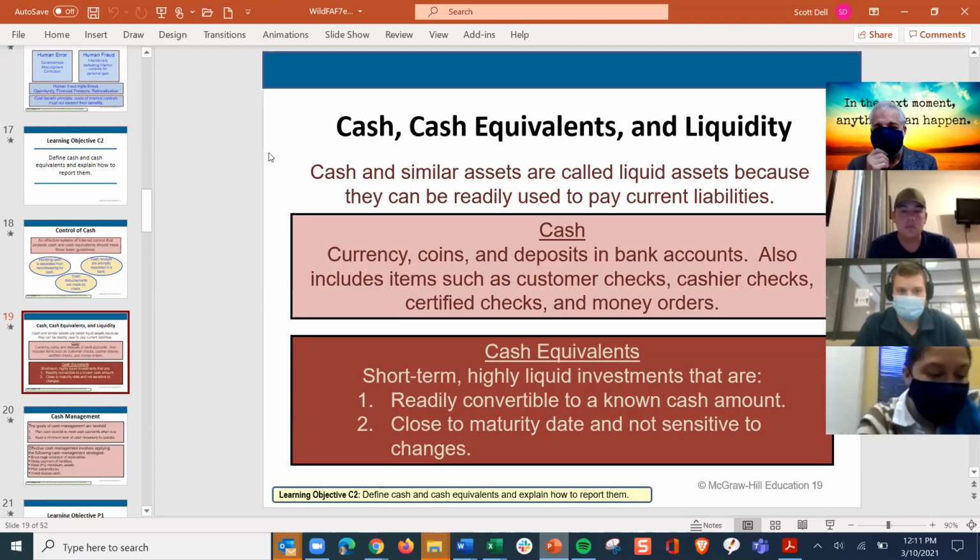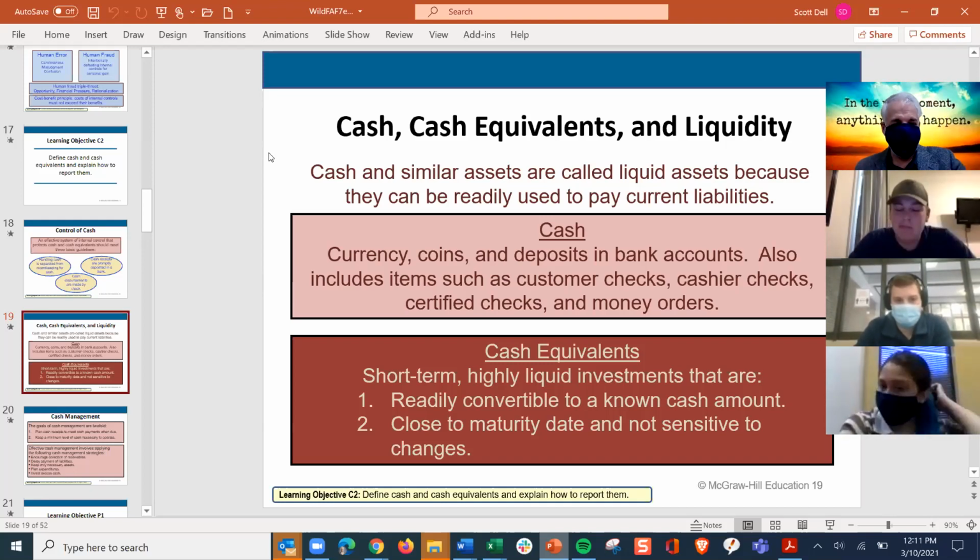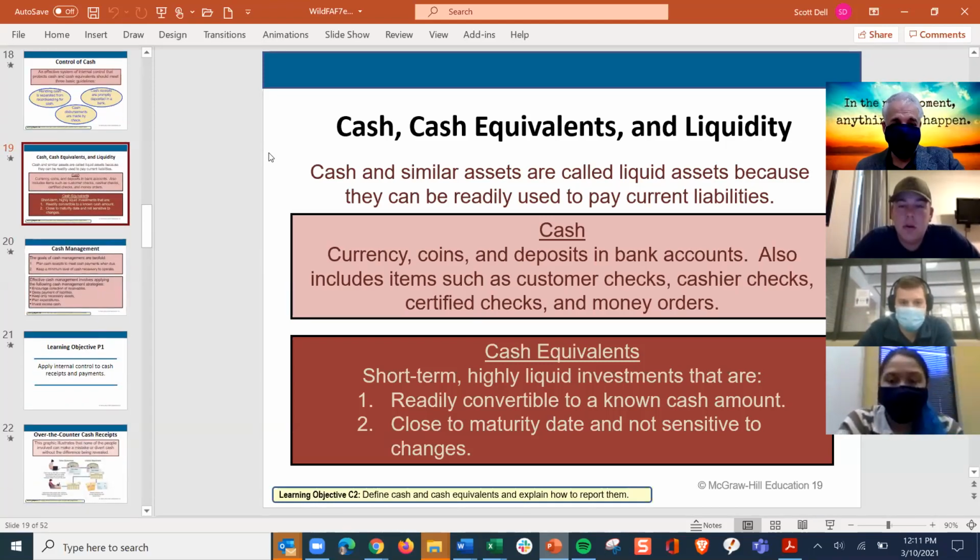Currency, coin, bank deposits, customer checks, cashier's checks, even though we're depositing a check and it takes a couple days to clear, that's considered cash. And then there's cash equivalents. Highly convertible to cash, easily converted, easily sold, maturity date in the next 2-3 days, notes receivable, or anything where you say, oh, I've got Apple stock, I can in 3 minutes sell it and turn it to cash. Okay, so cash and cash equivalents, marketable securities.